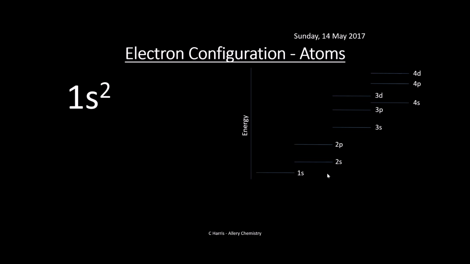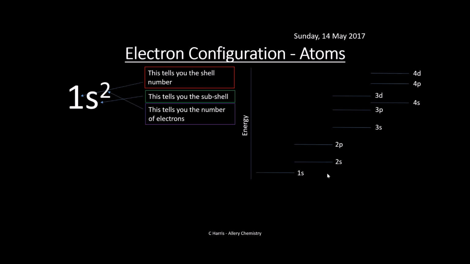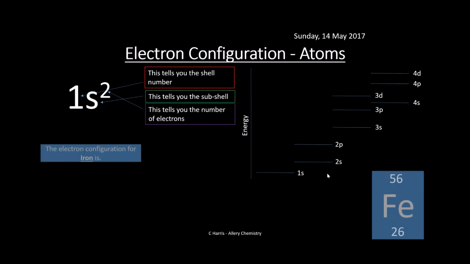Okay, so we've got this electron configuration. Remember, we've got this very specific notation that we write them out in. So basically, you write them out like this. This is an example of one. So the number in front of it tells you the shell number to which it belongs. The letter tells you the subshell. So this is an s subshell. And the little number above it tells you the number of electrons that are in this subshell.